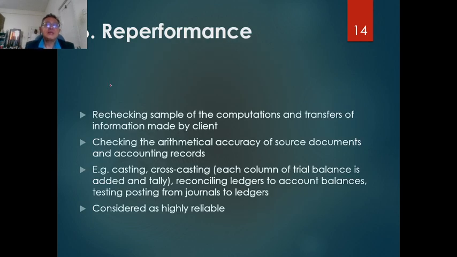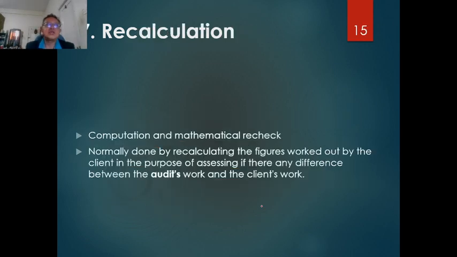Okay, reperformance. Reperformance is when you redo something again. Basically, we do some rechecking of samples or computation of transfers, or you can check arithmetical accuracy. The process of reperformance can include casting, cross casting, checking whether it tallies or not, and reconciliation of ledgers and account balances. This type of evidence is considered highly reliable evidence, where you do reperformance or recalculations.